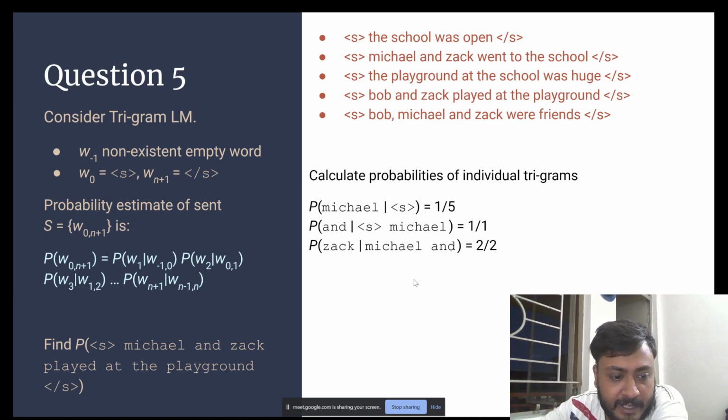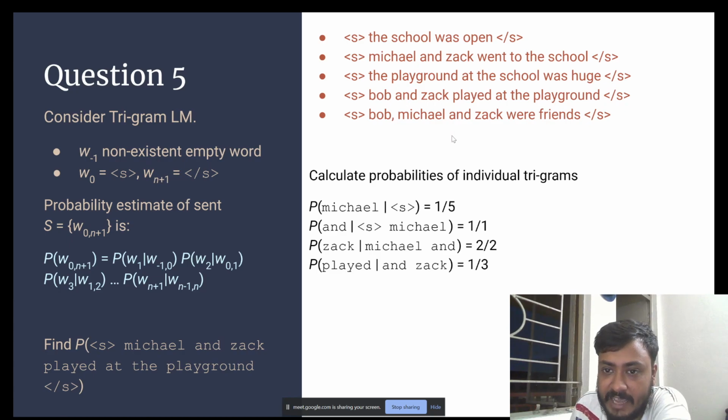The next one is played given and Zach. If you see, and Zach is over here, and Zach, and Zach. Only one time it is followed by played. So 1 by 3.